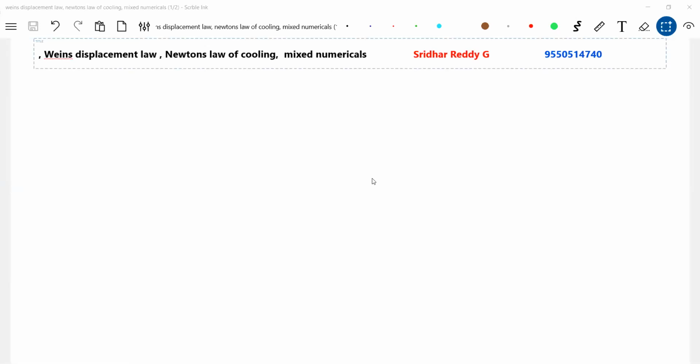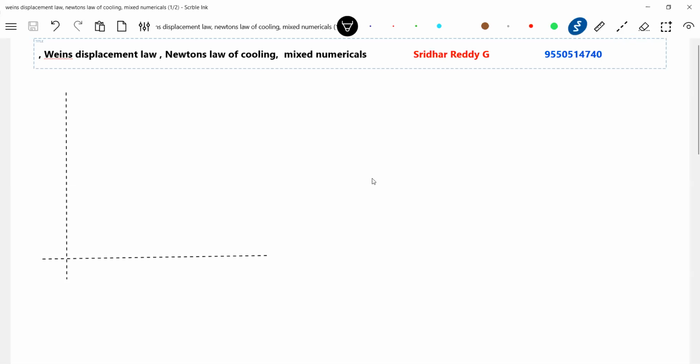Okay, in the previous class we had a discussion on Wien's displacement law. Let's analyze the graphs also. What is the meaning of these graphs? Let me start with the intensity versus the wavelength I'm plotting. I do have a body for which the curve is like this.